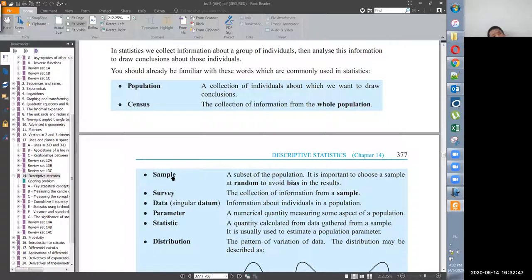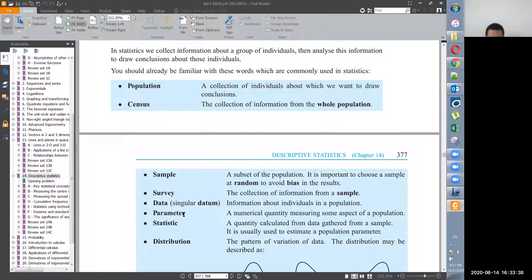So if I want to do the survey better, I can ensure randomness by taking a sample. I want to survey an engineer, a retiree, a student, a CEO, and government sector workers. To ensure randomness in my sample, you don't just want to interview the retirees, because it's so biased. So you need to take a sample which can ensure randomness. A survey, we talked about just now. Data is what you get from the survey.